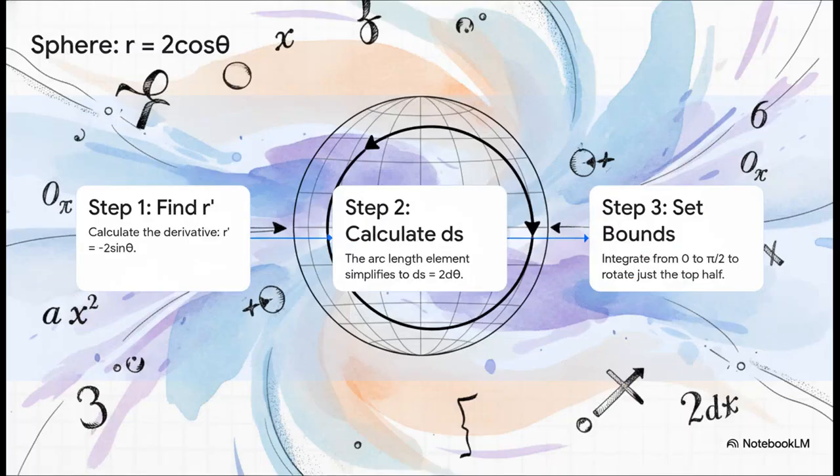All right, let's get our hands dirty. We're using the circle given by r equals 2 cos theta. First step, we need the derivative, r prime, which is just -2 sine theta. Step 2, we plug r and r prime into our ds formula.